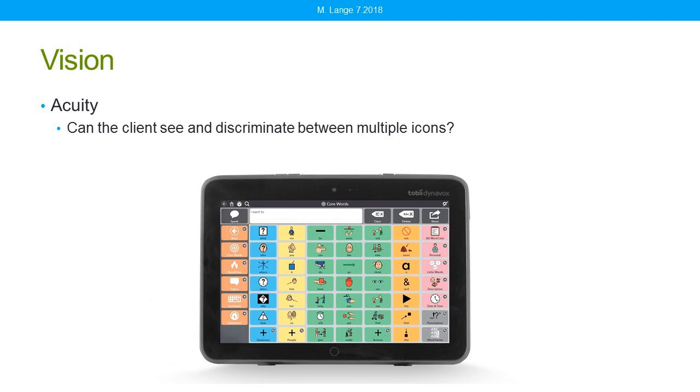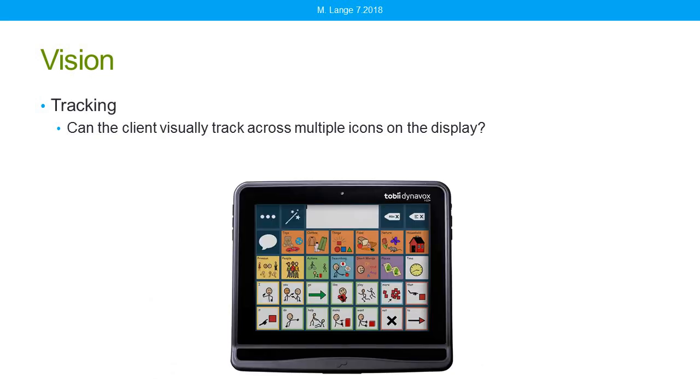The screen can change depending on the device. We can move between displays. But if we don't have a lot of information on each screen, and the client has a large vocabulary requirement, this can become a problem because the client has to scroll through or move through so many different pages. So we have to determine, does the client have enough acuity to functionally use this device?